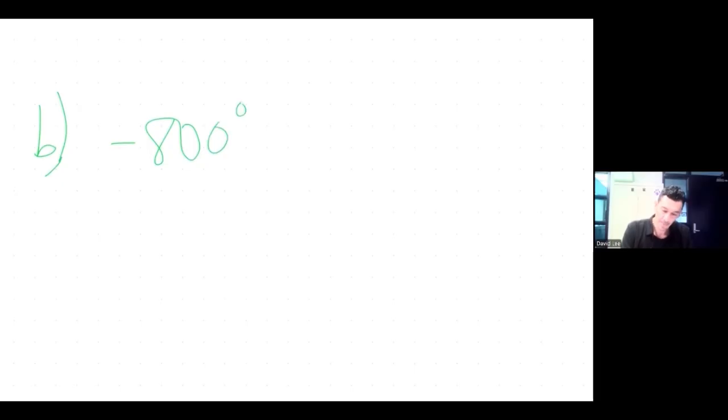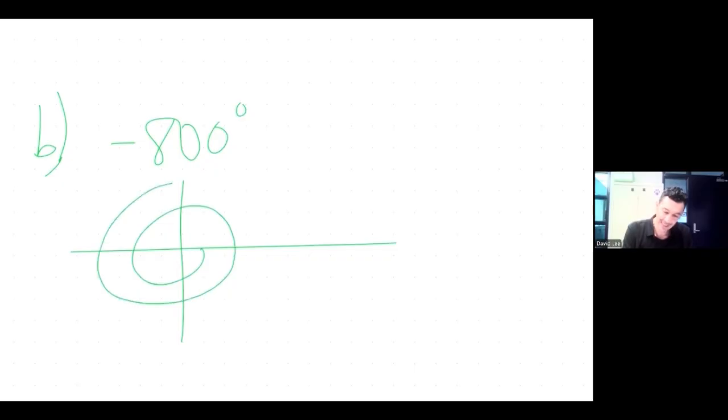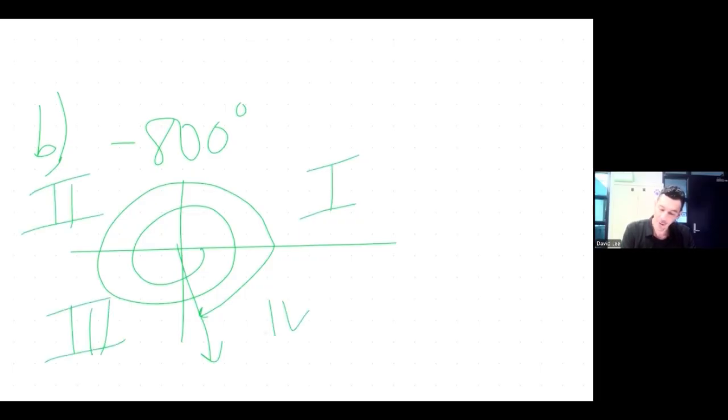Well, if I were to draw negative 800, let's see, negative 360, and then another spin is negative 720. So I need 80 more, like right there. That would be like negative 800 degrees. So clearly that terminates in quadrant 1, 2, 3, yeah, it's 4. So in quadrant 4, this thing terminates in quadrant 4.